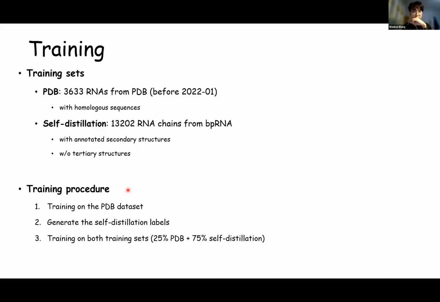During training, we first train a network on the PDB dataset, and then we generate self-distillation labels, meaning we predict geometries using the pre-trained model. Finally, we further train the model on both training sets with a 1:3 proportion between the PDB dataset and the self-distillation dataset.